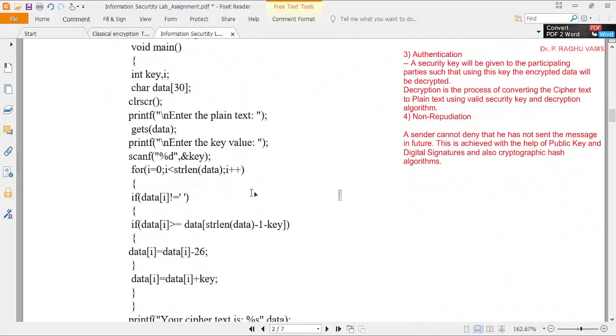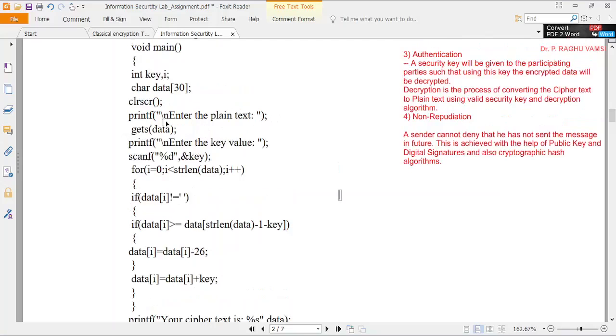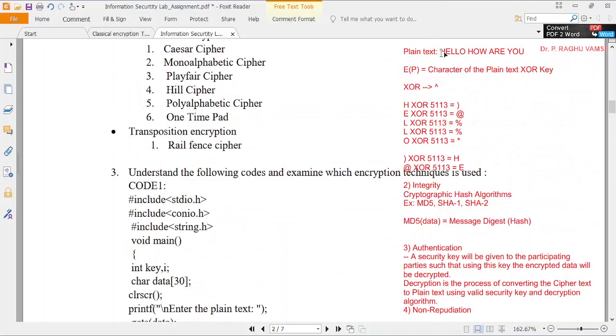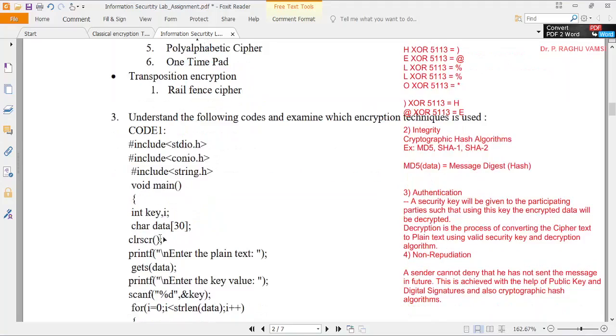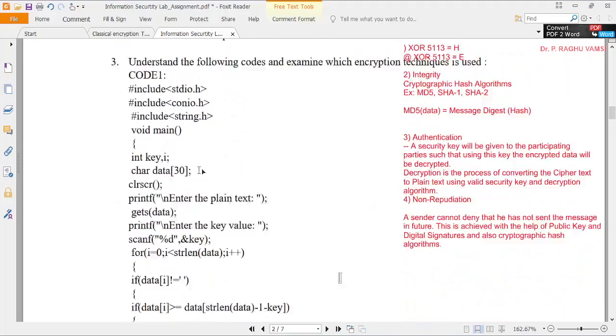Usually the key should be a prime number and should be as lengthy as possible. So these are general precautions people will take. So enter the key value, scanf %d &key. The key value has been taken. Now for i equal to 0, string length of data. You don't know how much string length you might have given. For example, if I have given "hello, how are you?", that is 1, 2, 3, 4, 5, 6, 7, 8, 9, 10, 11, 12, 13, 14, 15, 16, 17. So even though data is of size 30, I have given only 17 characters, including white spaces.